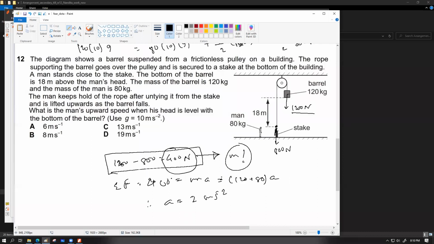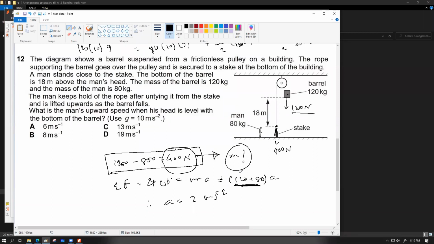এই পার্টটাই হচ্ছে complicated calculation that you have to understand that this total mass has to be used over here. Student most commonly এখানে ভুল করে শুধু এটি ইউজ করে। অথবা যদি আমাদের কোশ্চেনে বলতো what is the downward speed of the barrel whenever both of their head comes level, they might also use only 120. That is also wrong.